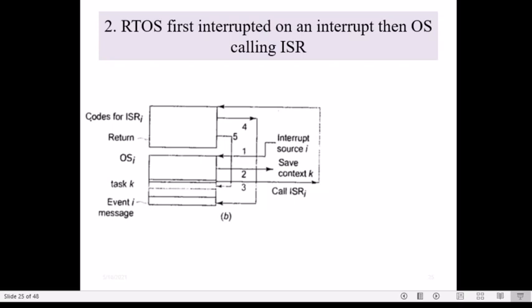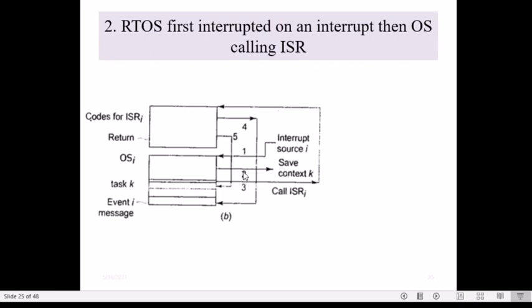Second method is RTOS first interrupted on an interrupt, then OS calling ISR. In this method, the interrupting source or the hardware which causes the interrupt notifies the operating system about the interrupt. That is the first step. So the operating system will be executing some task. The operating system completes the critical part of that task, or completes up to the preemption point of the currently running task, and after that it will save the context. So that is the second thing done.